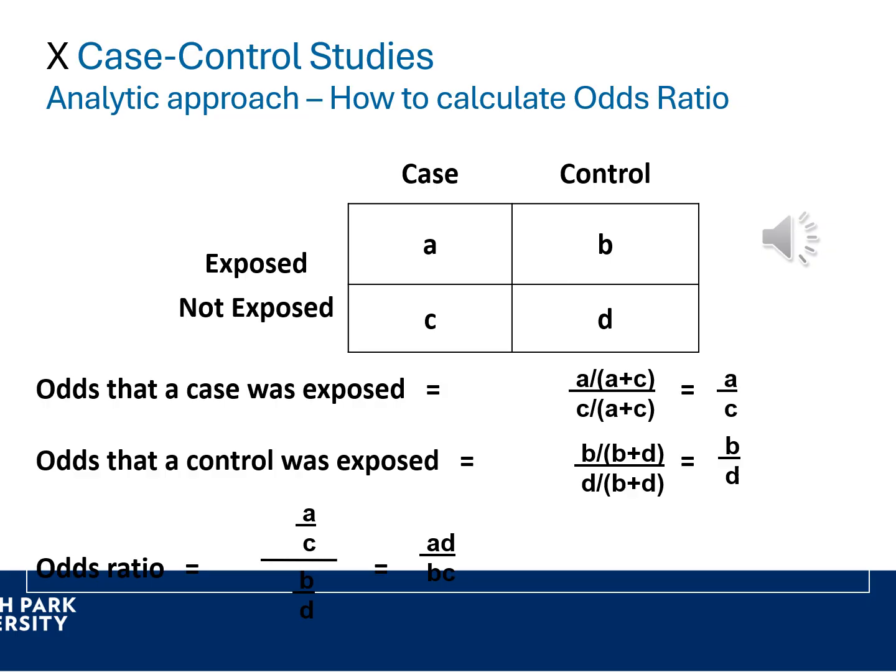So starting with the cases that have been exposed, cross multiply across the diagonal and divide by the other diagonal, and you will have the way that you calculate an odds ratio.